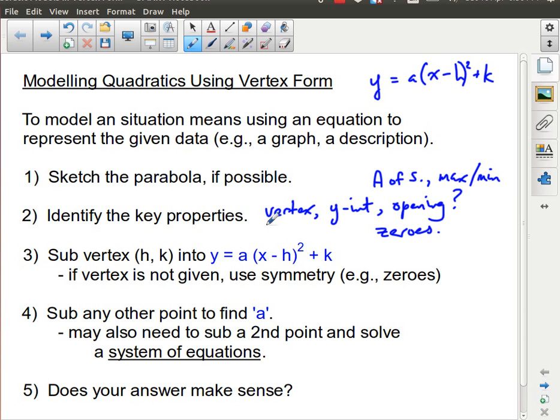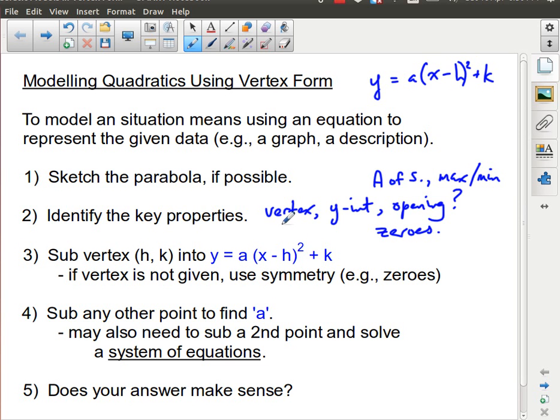If we have the vertex, we're a long way towards being done, because then we can sub our vertex directly into vertex form, and once we have vertex form, all we have to do is sub another point. Any other point means you can't use a point that you've already used. For example, if you had the vertex and you subbed it in here, you can't sub in the vertex again. We did something similar with factored form. If you have the zeros and you write factored form, when you're trying to find a, you can't use the zeros again. They get used up in writing the equation.